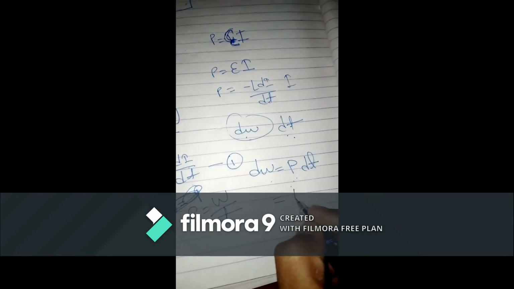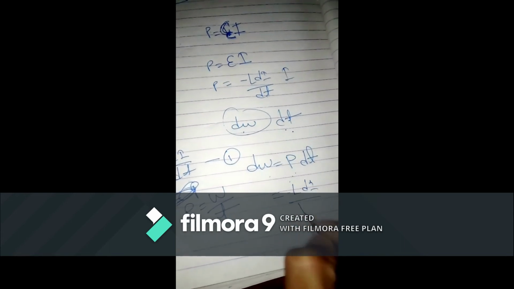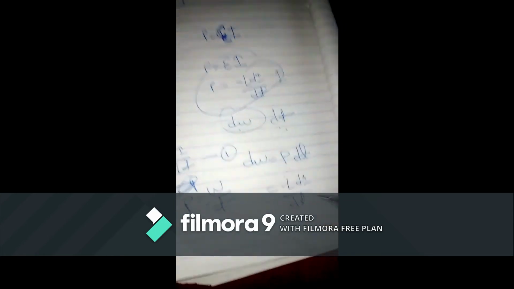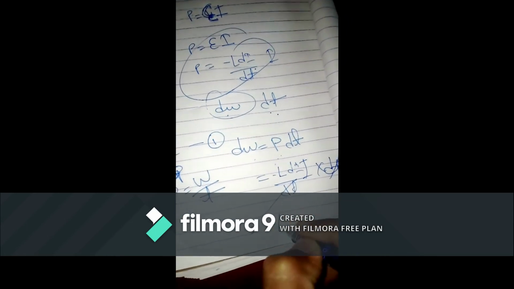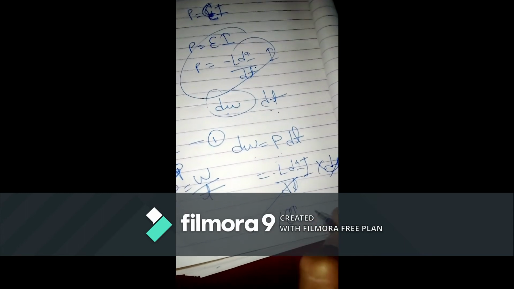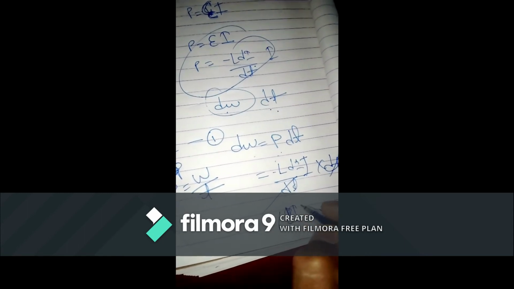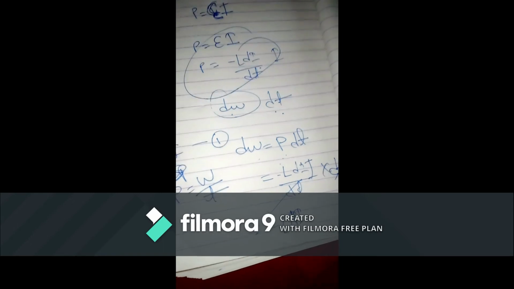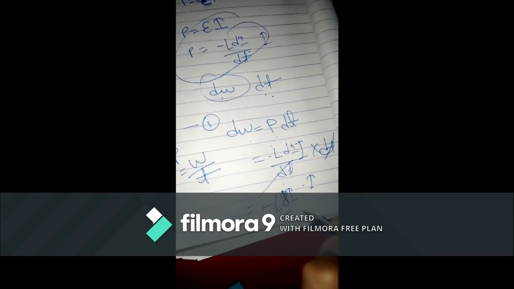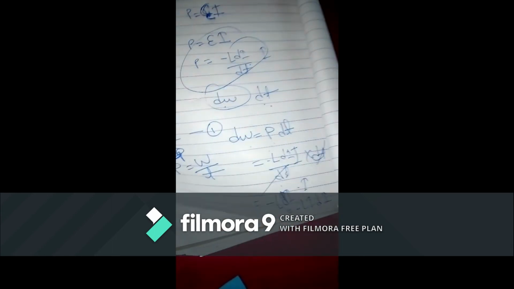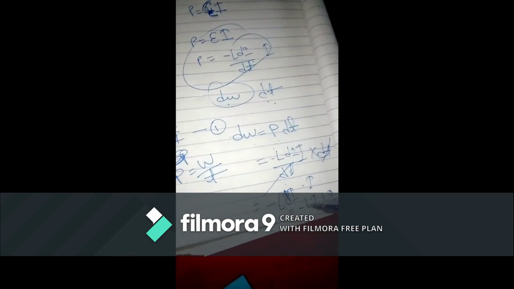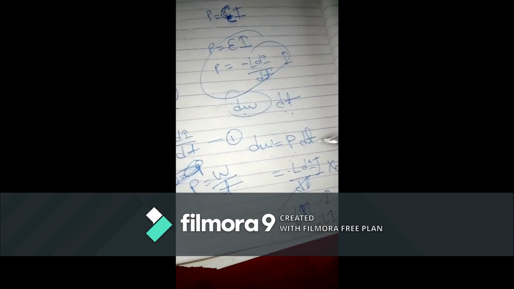Now dW, so it is minus L di by dt, this value, into I into dt. So dt cancels, left is minus L di by dt into I. We can write minus L I di. This is the expression left, okay. You do the calculation, it will be very simple. dW we have minus L I di. Now we'll just integrate it to get the total value of work done, okay.